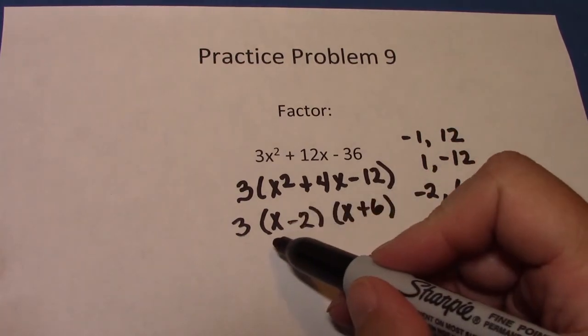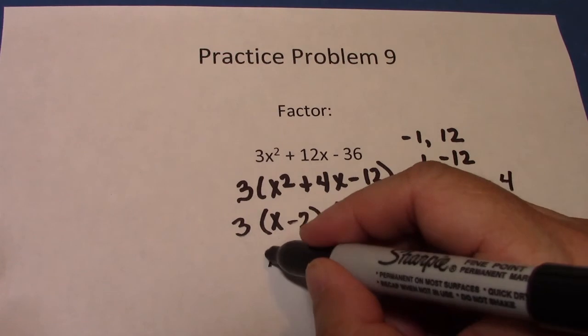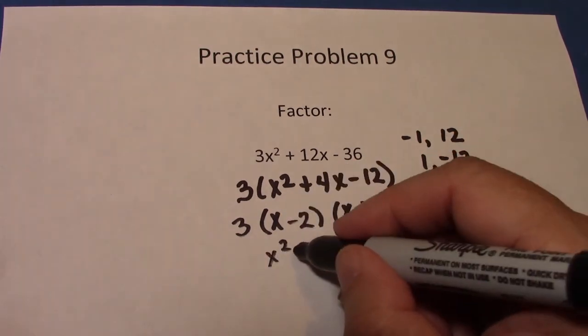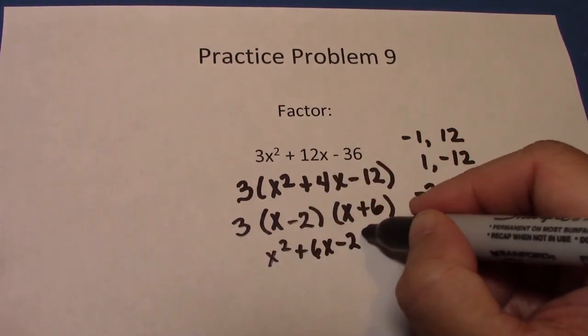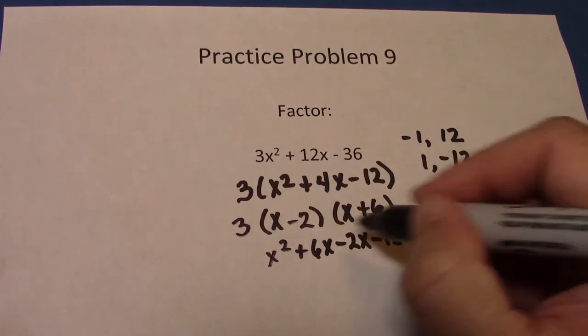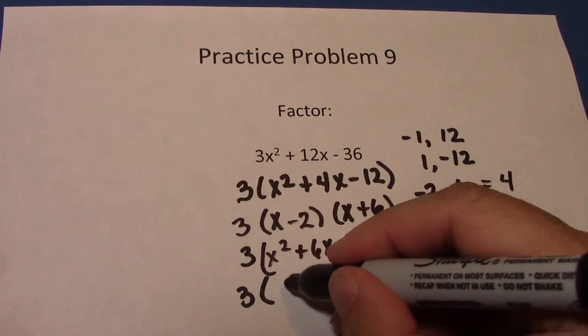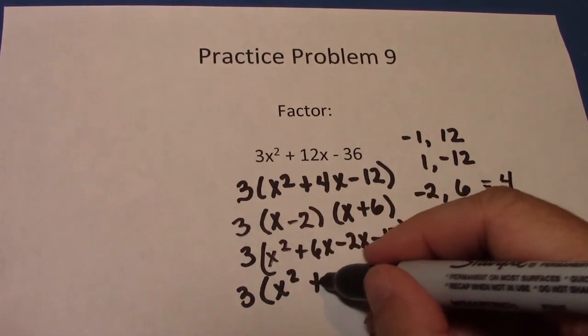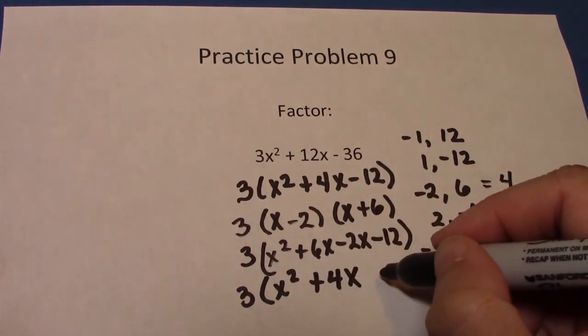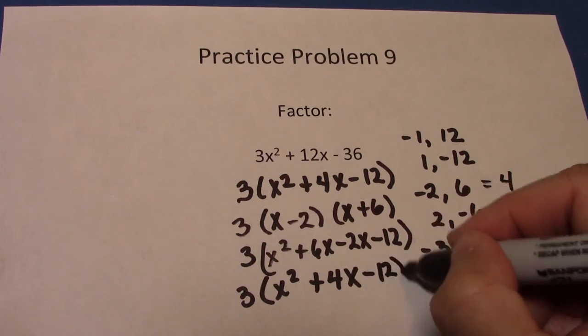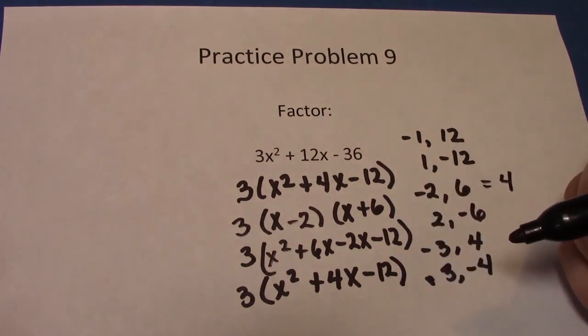Let's just double check. X times x is x squared, outside plus 6x, inside minus 2x, minus 12. Don't forget the 3. Combine our like terms. And we're back to here.